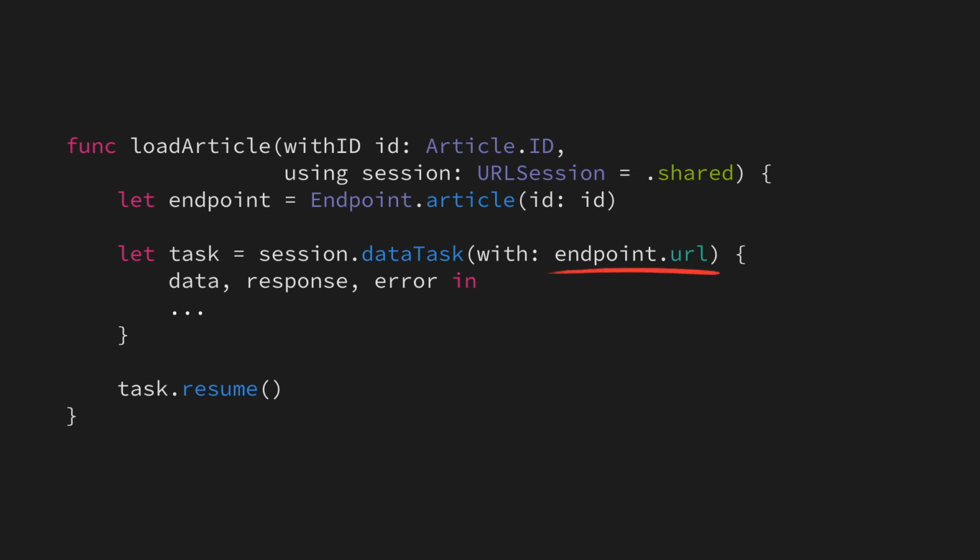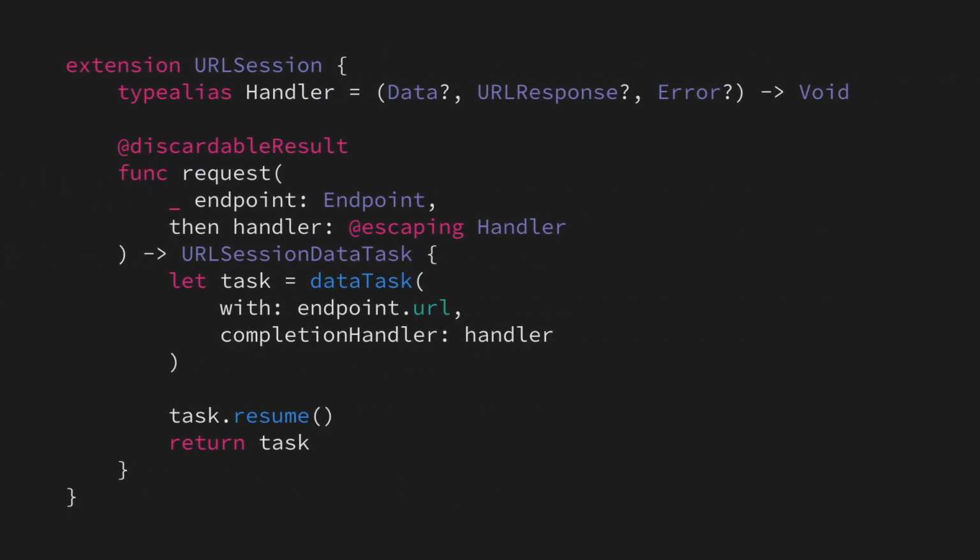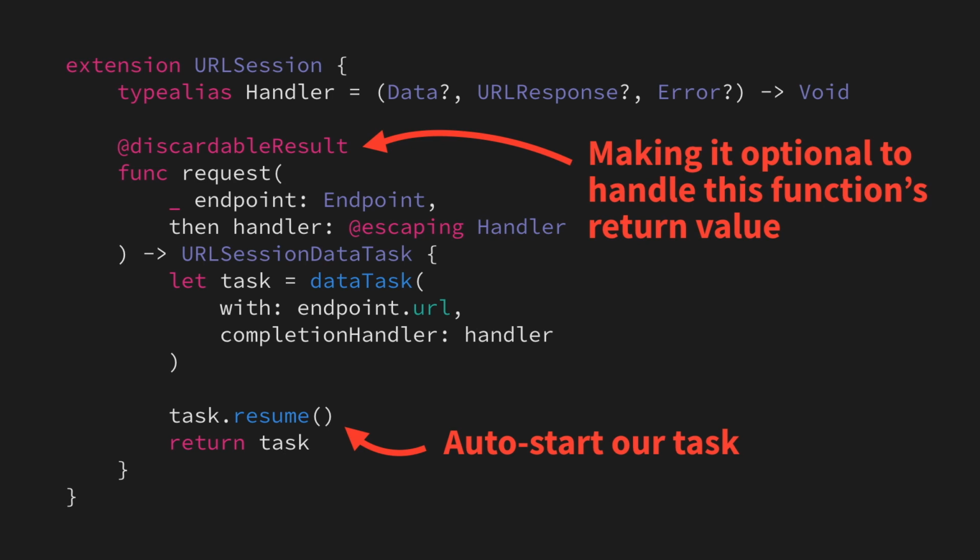While having a dedicated endpoint type is really great, it's a bit unfortunate that we can no longer use that nice dot syntax that we could use before when implementing everything using URL directly, and that we now always have to manually convert each endpoint into a URL. So let's fix that by extending URL session with a convenience API that lets us pass an endpoint directly when performing a request. We'll also auto-start each data task that we create while still returning it as well, and we'll mark our new method with a discardable result attribute so that handling that return task becomes completely optional.